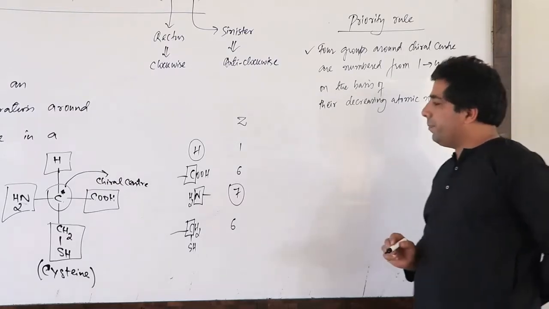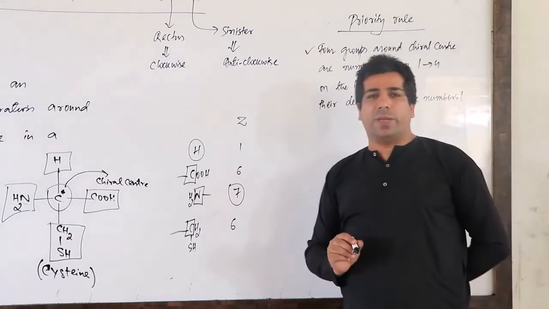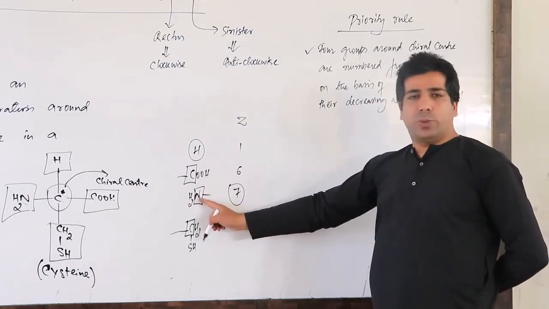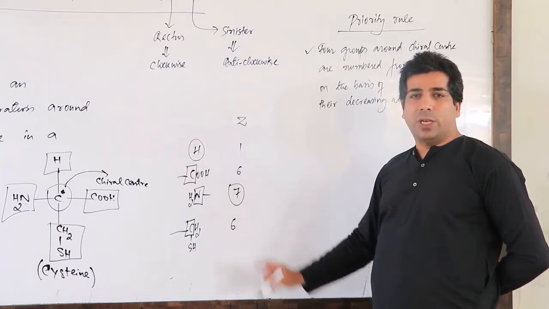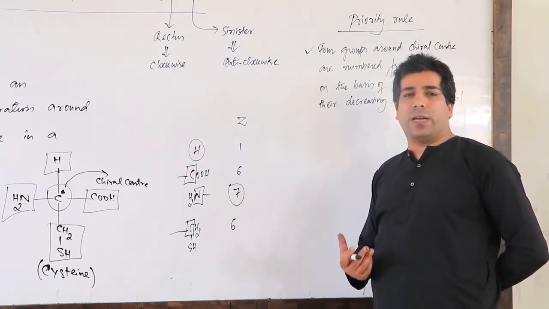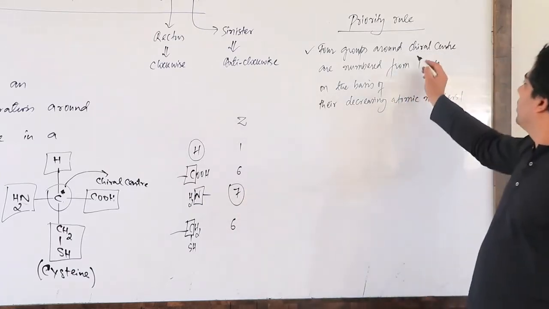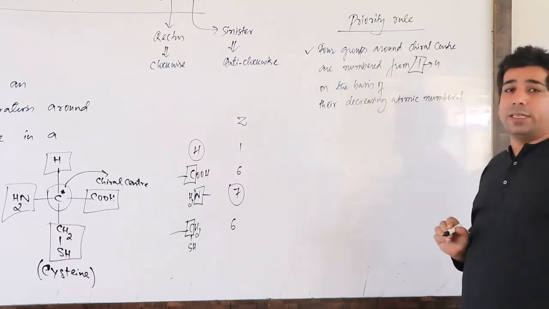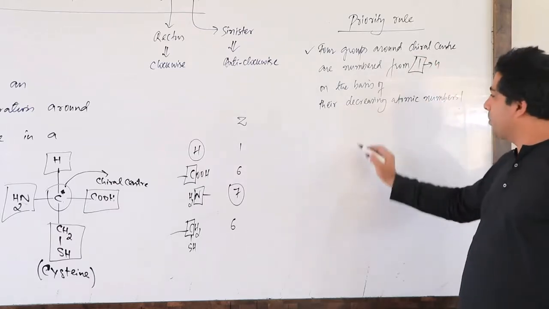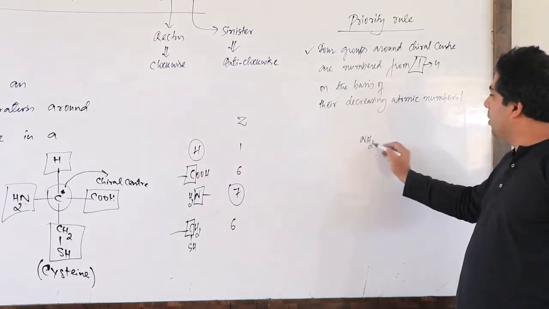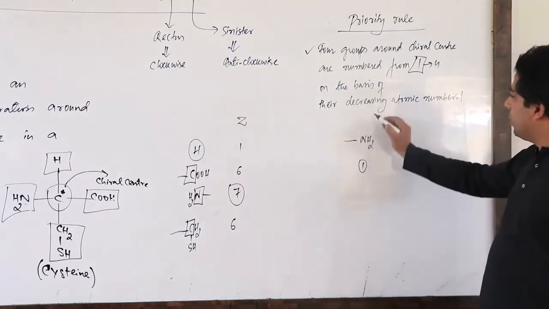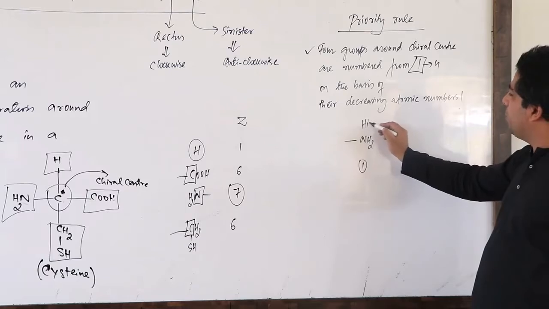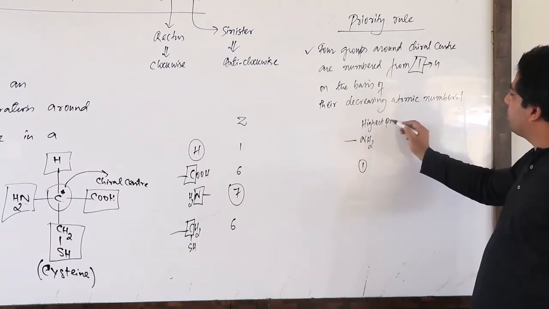So if you look here, which one has the highest atomic number? NH2. The nitrogen of NH2 has the highest atomic number, that is 7. So that means your NH2 group will come as number 1. It will be numbered as 1. That means it has high priority. So I can call it high priority. Last time I told you it has the highest priority.